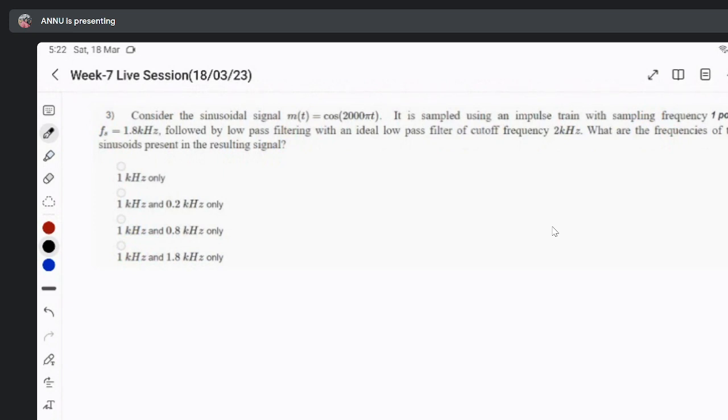Consider the sinusoidal signal m(t) equal to cos 2000 pi t. It is sampled using an impulse train with a sampling frequency Fs equal to 1.8 kilohertz, followed by low pass filtering with an ideal low pass filter of cutoff frequency 2 kilohertz. What are the frequencies of the sinusoids present in the resulting signal? Ma'am, 1000 and 0.8 kilohertz only. Okay, let's see what the answer is. Sir, you also please solve.